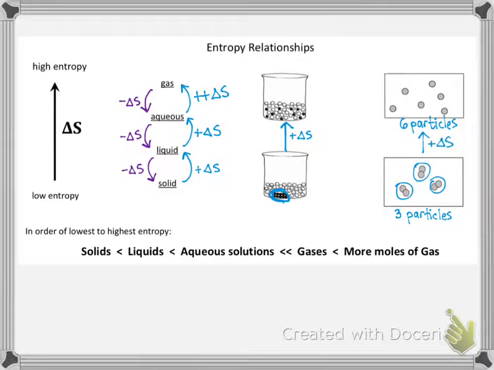So if you wanted to put it all together, it would look like this. Solids are the lowest, then liquids, then aqueous things, and then gases have tons of entropy, and more moles of gases have even more entropy.